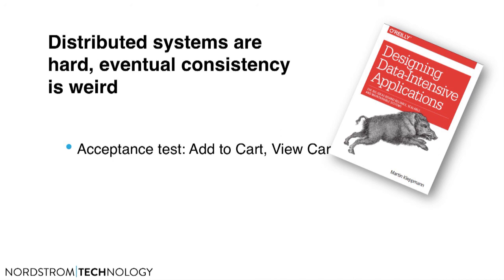I mentioned this is a list of things we think we know. I think we're pretty sure about this one. Distributed systems are hard, and eventual consistency is weird. So it's a very different intuitive mindset.